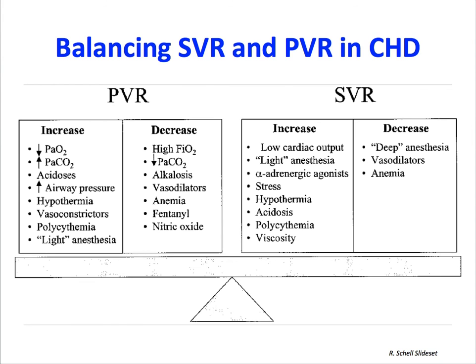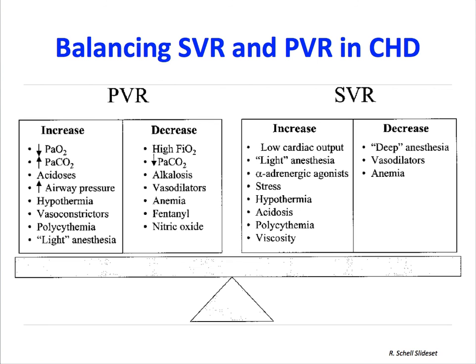So balancing SVR and PVR in patients with congenital heart disease is important. SVR being systemic vascular resistance, PVR being pulmonary vascular resistance. In the case of PVR, pulmonary vascular resistance, all the bad things make the pulmonary vascular resistance go up or constrict. Things like hypoxia and hypercarbia and acidosis and very high airway pressures and letting your patient get cold or giving high doses of vasoconstricting agents.